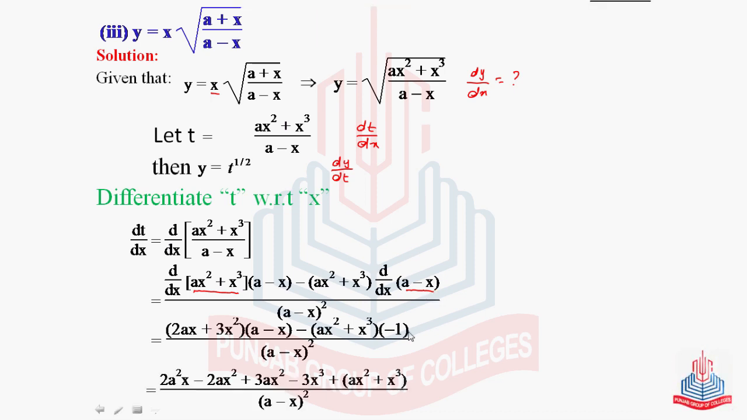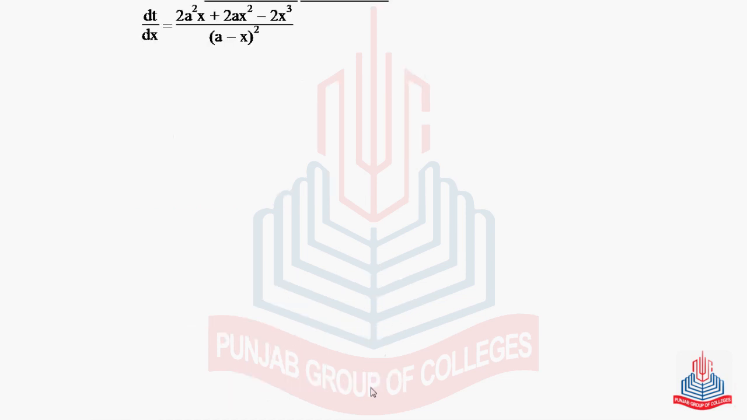Now we simplify this step, that will become 2ax into a, 2a square x minus 2ax square plus 3ax square minus 3x cube, which is actually the product of these two terms. Simply we have to multiply these two terms. This minus and this minus will become plus, and we have ax square plus x cube. So by simplifying, we will get dt by dx, which is 2a square x plus 2ax square minus 2x cube divided by a minus x whole square.